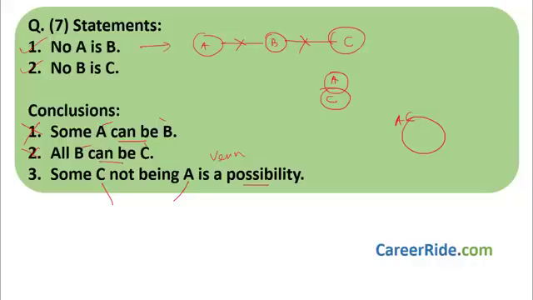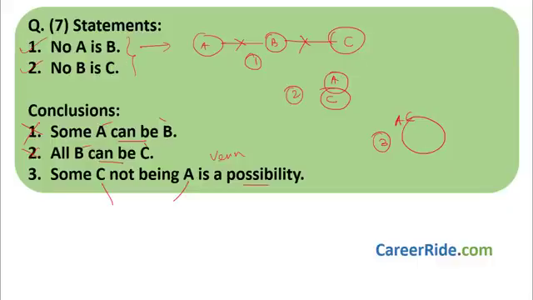Okay. So these are only 3 possible ways. There is no other way. So this will become the first scenario, this will become the second scenario, this will become the third scenario. Now in the second scenario, let's try to draw the diagram according to the statements.